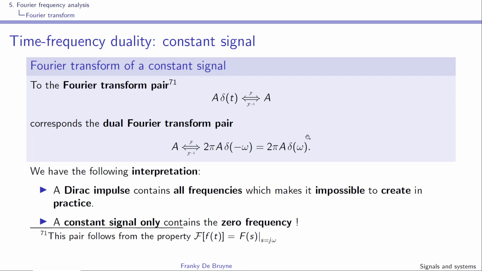So now we can have a look at the interpretation of both these Fourier transform pairs. This is here the Fourier transform of a delta, and you can see that you have something that is constant over frequency. And the interpretation is that really a Dirac impulse contains all frequencies with the same amplitude. And of course, this makes it impossible to create in practice. And this is a function that we use as a mathematical tool. And here we have the Fourier transform of a constant function over time, and we see that it's a delta over frequency. So this means that the constant signal only contains one frequency, and of course it's the zero frequency.